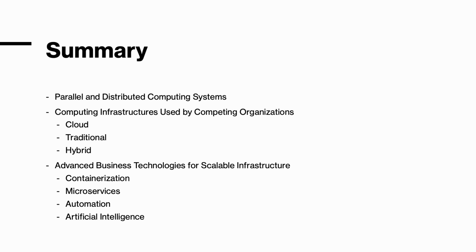So, summary of what we talked about: parallel and distributed computing systems, the computing infrastructures that are used by computing organizations such as cloud, traditional, and hybrid, as well as the advanced business technologies for scalable infrastructure, specifically containerization, microservices, automation, and artificial intelligence.